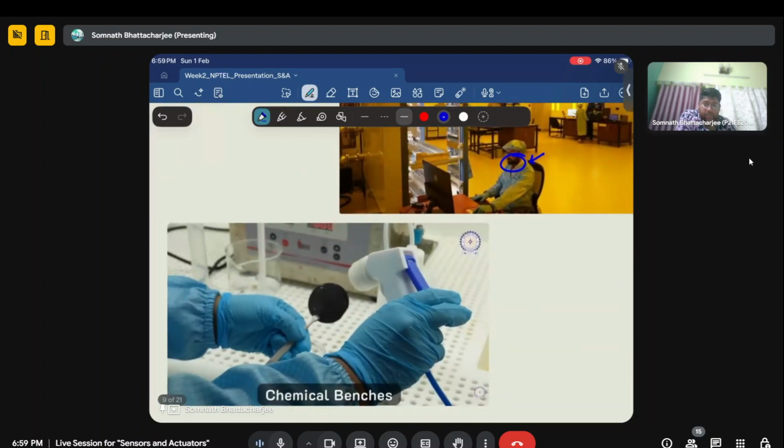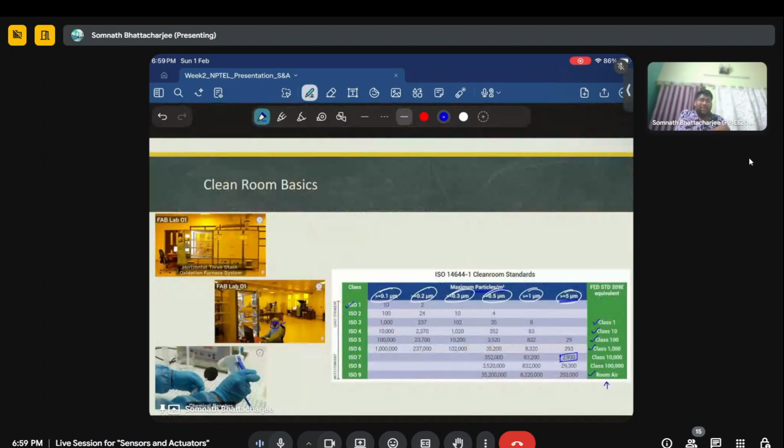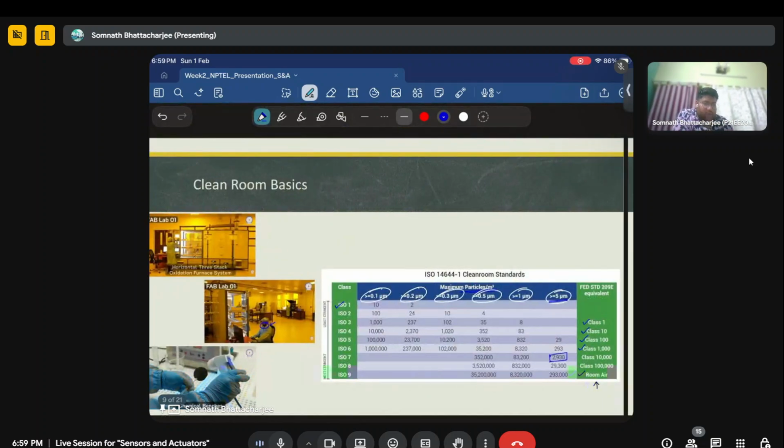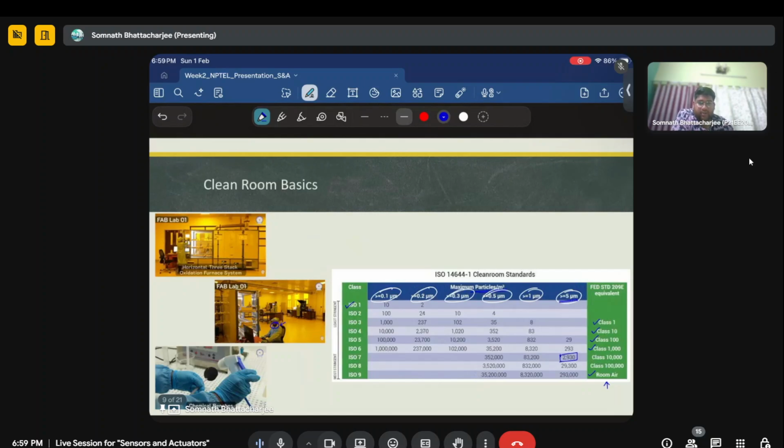And these are our chemical benches, where we also use nitrile gloves. So this is the basic thing of a clean room. But now we need to understand how to enter inside a clean room, what protocols are followed, and why we need to follow everything in a series of steps.